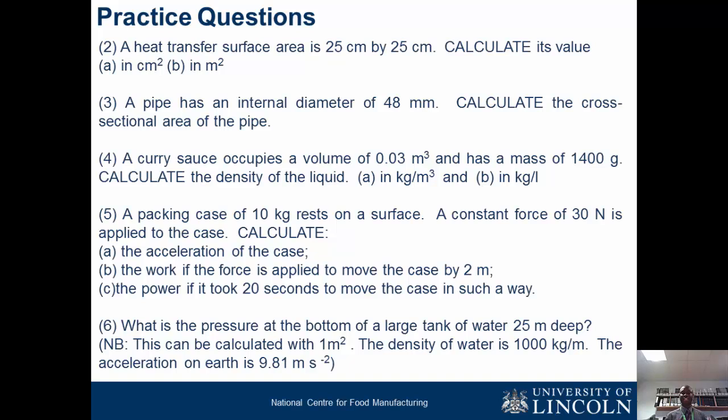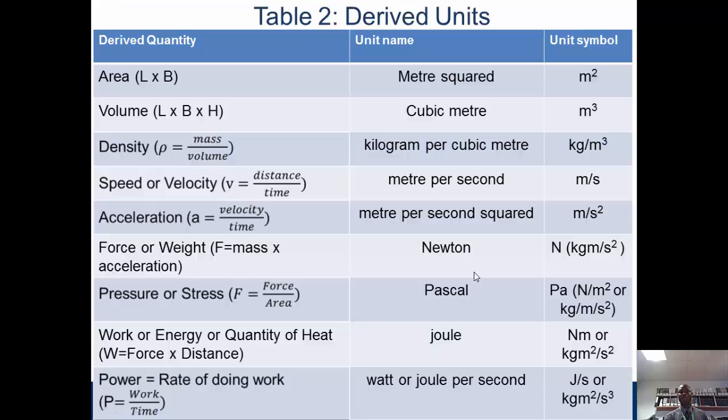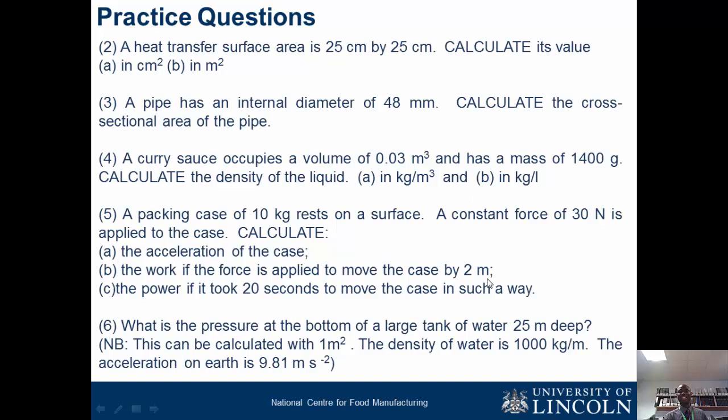Calculate the work if the force is applied to move the case by 2 meters. So if the force is applied to move the case by 2 meters, what is the work done? Now don't forget that work done equals what? Force multiplied by distance. You have the force, then you have the distance. I will take you to the formula again. Our work done here, or energy, equals force multiplied by distance. Now going back to what we are given, we know that the distance is 2 meters and we have force, then we can calculate our work done.